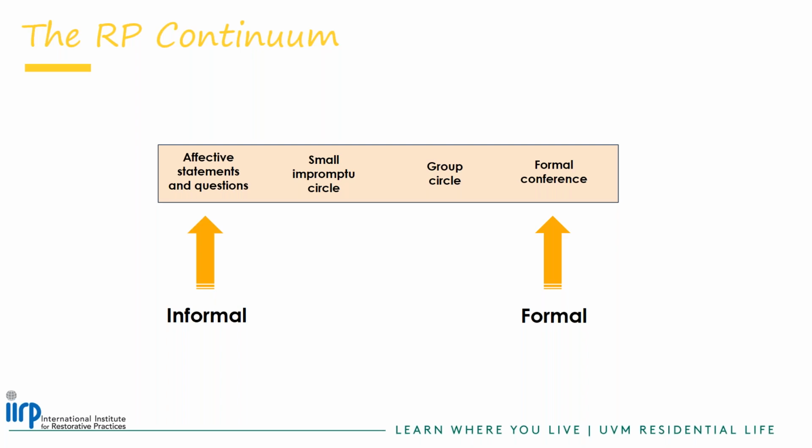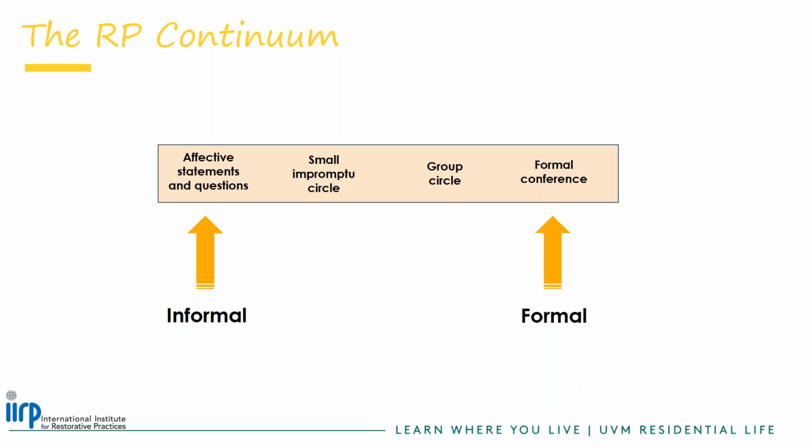Small impromptu circles allow folks to gather up and discuss an impactful event relatively quickly. So this is oftentimes when, for example, an RA goes to a room to address a quiet hours violation. For our RAs, we help them conceptualize that as a small impromptu circle. You're quickly gathering folks together to address or discuss an impactful event or address behavior in the moment.